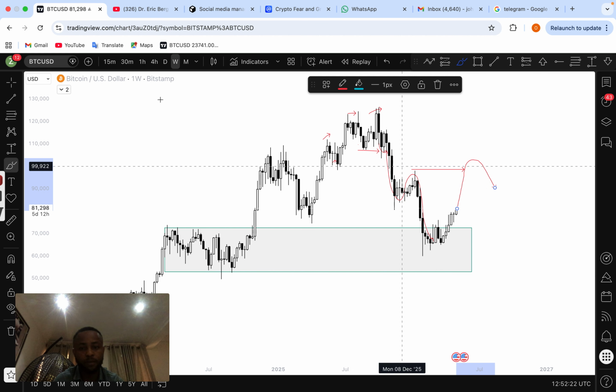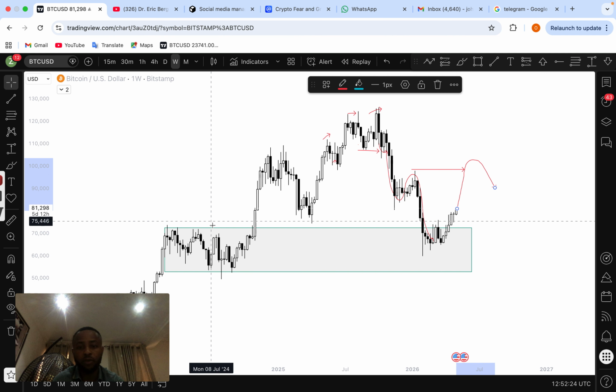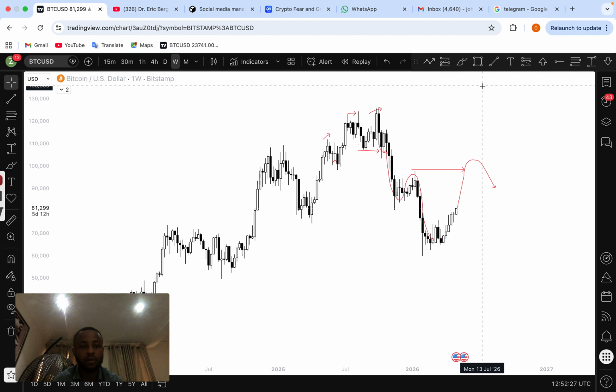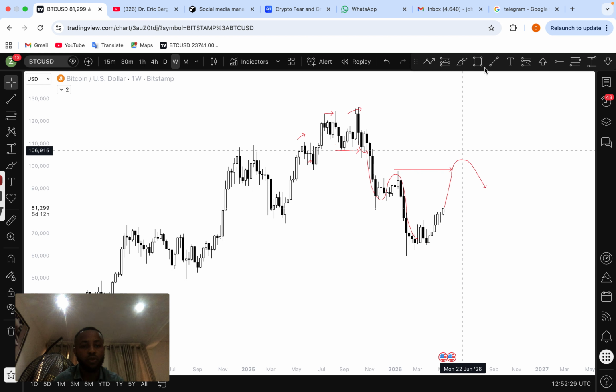Okay, so let me take this off first so that it doesn't confuse you. So now price has to break this point in order for you to start switching bullish.